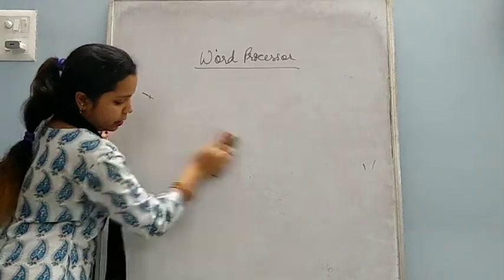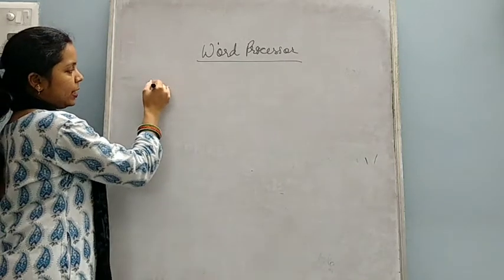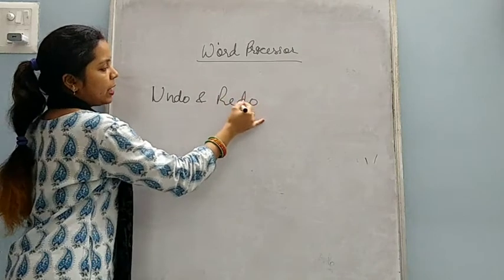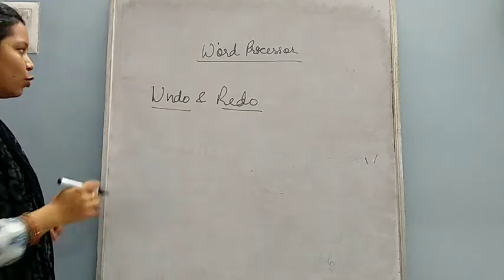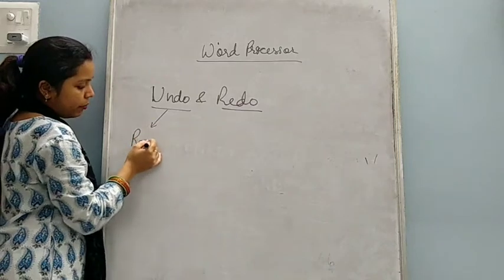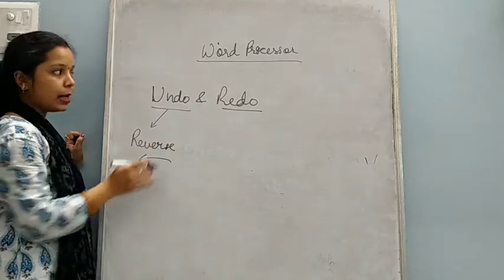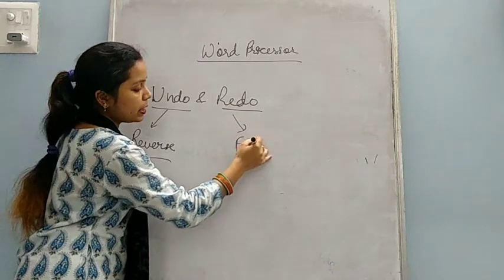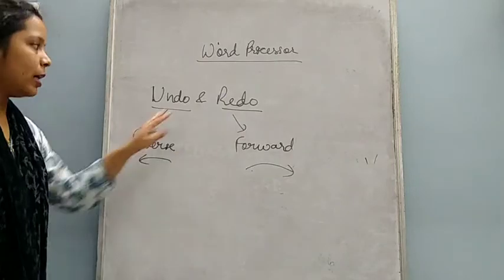Now the next topic that is given in your book. The next topic I am going to tell you is the undo and redo commands. These two commands are also there in a word processor. Now, what are the undo and redo commands? Undo means it takes you one step back, in reverse. That is the meaning of the undo command. The redo command takes you one step forward.